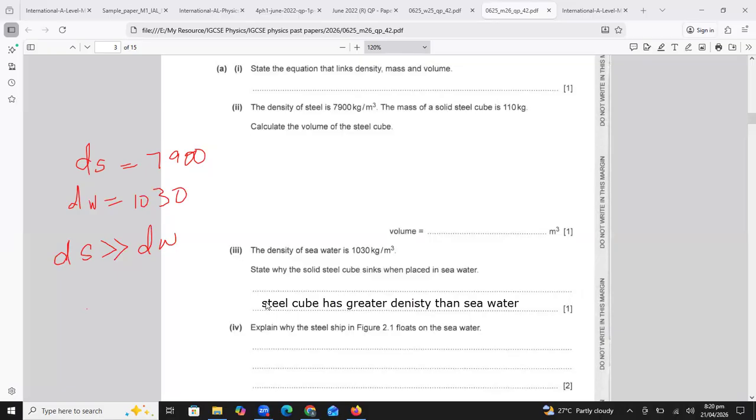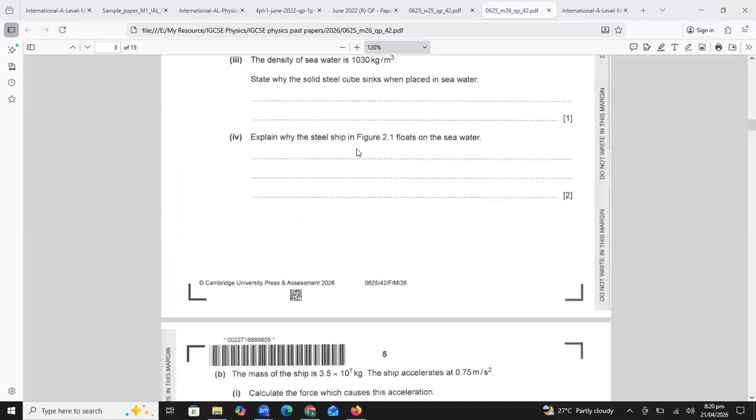In the next part, they are saying explain why the steel ship in figure 2.1 floats on the seawater. So that is the interesting thing. The interesting thing is the cube is made up of steel, but the cube is sinking into the water. And the ship is also made up of steel, but the ship is not sinking into the water. So what is the reason behind this? They are using the word explain. So explain means we have to write a detailed answer that why the steel ship is floating on the surface of water or the steel cube is sinking into the water. What is the reason behind this?